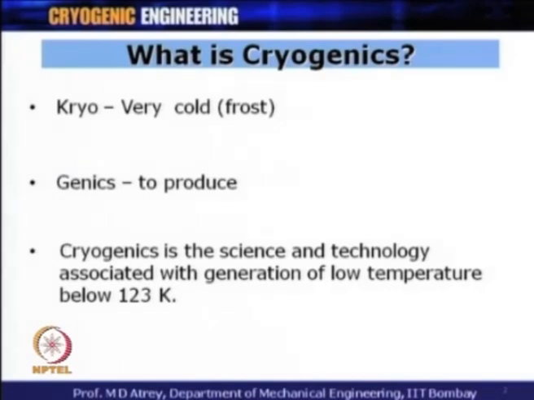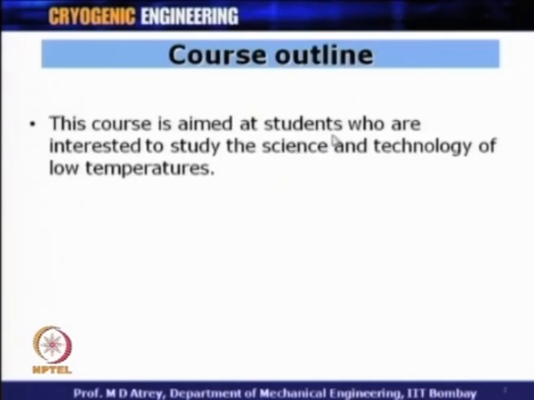However, what you have to understand is, till 123 Kelvin, what you call is refrigeration, and if I want to achieve temperatures below 123 Kelvin, what we call is cryogenic engineering or cryogenics. This course aims at students who are interested to study the science and technology of low temperature. Basically, cryogenics is generation of low temperature. What is the science behind generation of this low temperature? What is the technology to achieve these low temperatures? This is all we are going to study in cryogenic engineering.